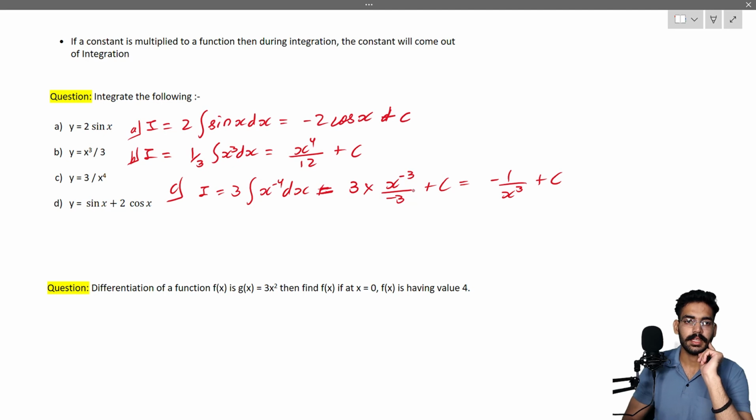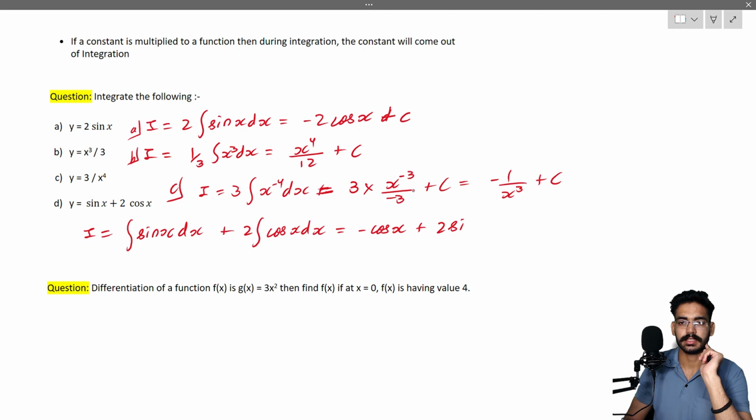Okay, and next is sin x plus 2 cos x. So we can apply the addition rule. The addition subtraction rule, so we will integrate them separately, and then in this you apply the constant rule. So sin x dx plus 2 outside, cos x dx. Okay, so the sin x integration, we know what it is, minus cos x. Okay, plus the cos x integration, sin x, so 2 sin x plus c constant.